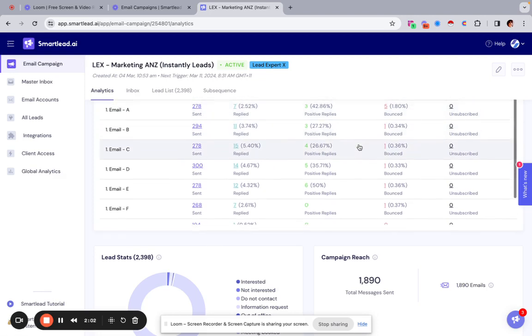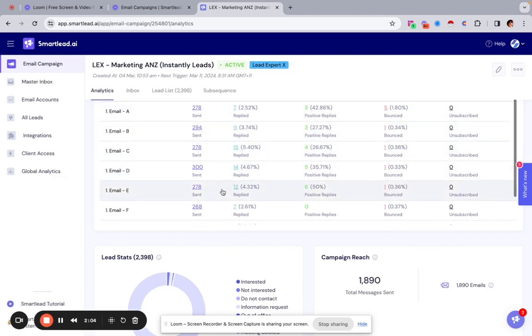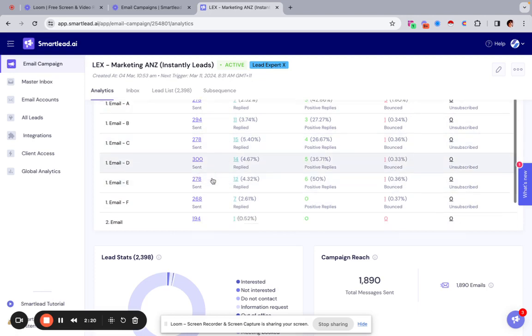The way I would read this is, we look at the one that sent the most emails versus the least emails. We can see here 278 emails and 6 responses. That's basically double email A and email B. So what we would do is go in and cancel email A and email B. Email C is doing okay, but these two are the ones performing really, really well.